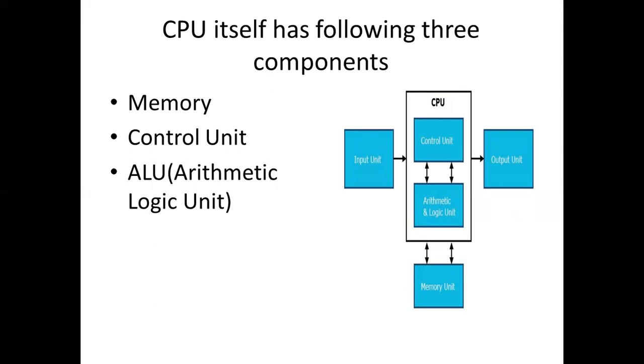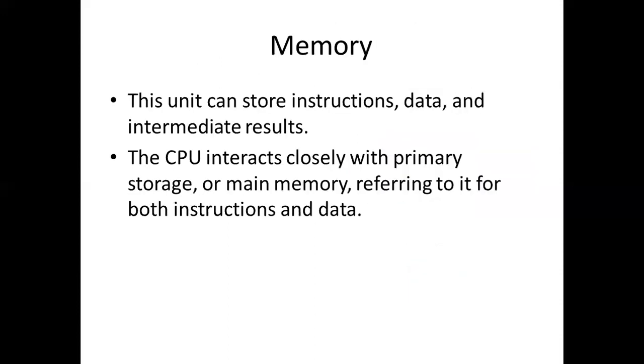Now, it is accompanied by the control unit, as well as the ALU, which is the Arithmetic Logic Unit. So that is what makes up a CPU. A CPU is not just one component. No, it's made out of several other components, okay?